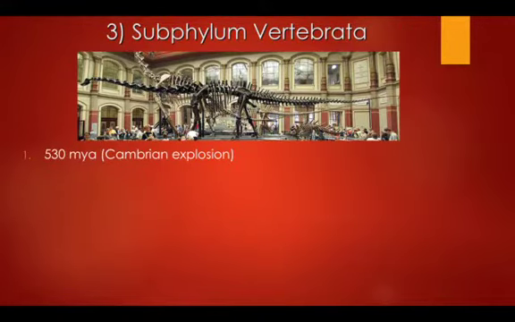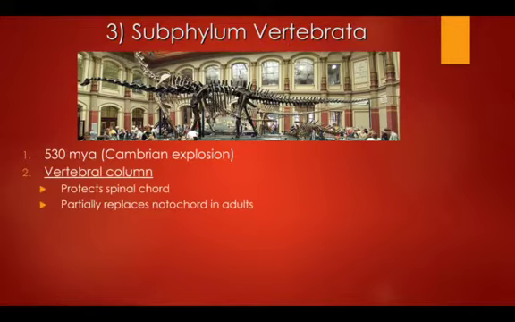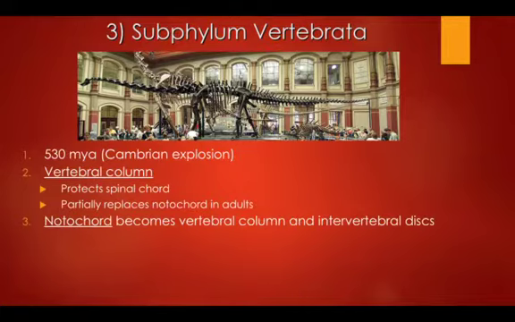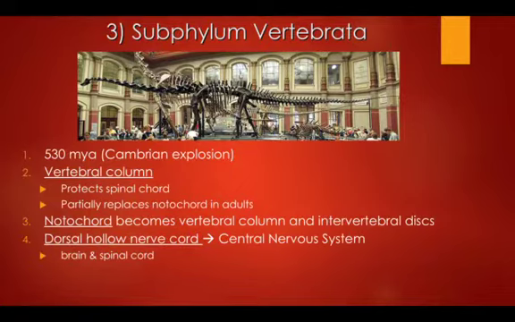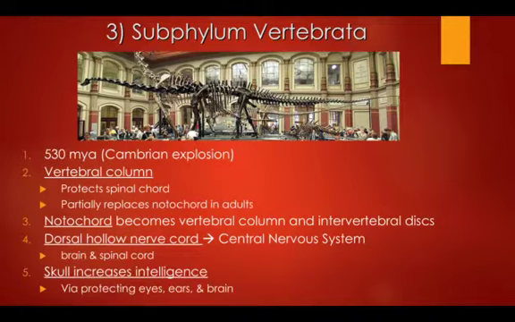All right, now we're getting into the most interesting, in my opinion, but my opinion is extremely biased because I study mammals, and mammals are vertebrates. So we are now in the subphylum Vertebrata. They evolved about 530 million years ago during the Cambrian explosion, and we do see finally a true vertebral column. It has a spinal cord, and the spinal cord is going to partially replace that notochord in adults. The notochord becomes the vertebral column and intervertebral discs. The dorsal hollow nerve cord is going to develop into the central nervous system, so the brain and spinal cord.